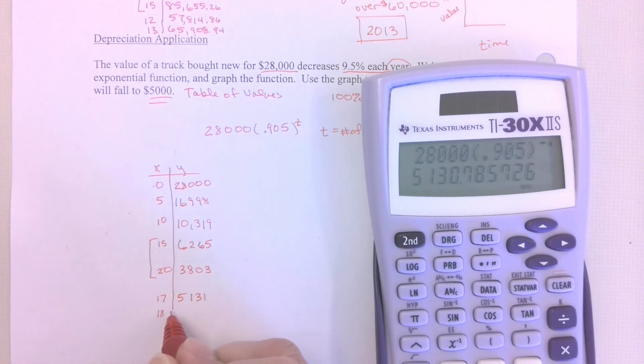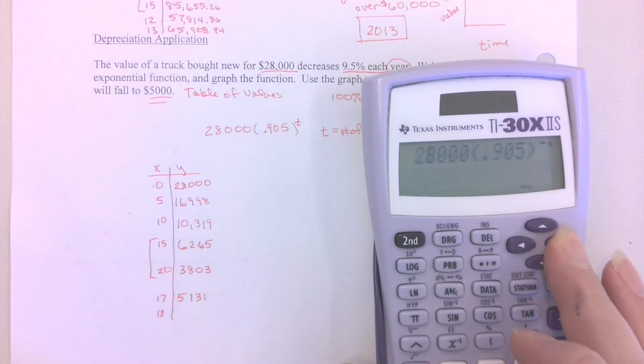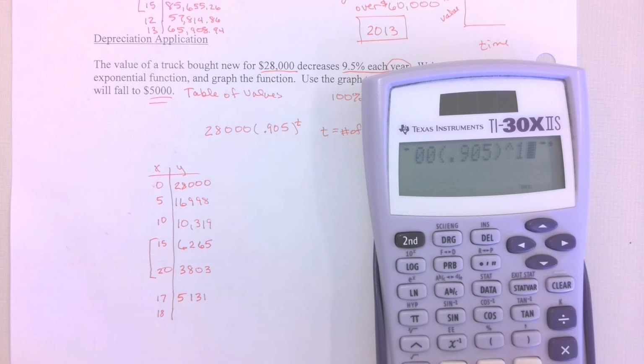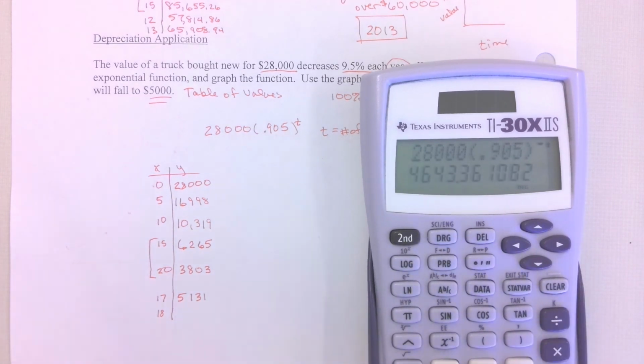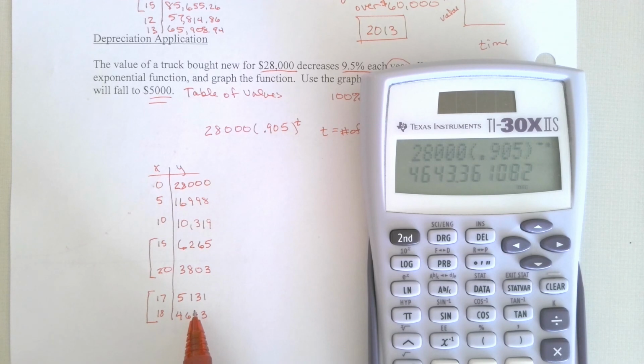So let's try year 18. I have a feeling this is going to be it. Year 18, we get $4,643. So the value of my truck at $5,000 happens between year 17 and 18. In the 17th year, it is still above $5,000. In the 18th year, that's the first time it goes below.